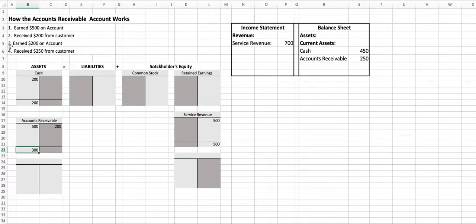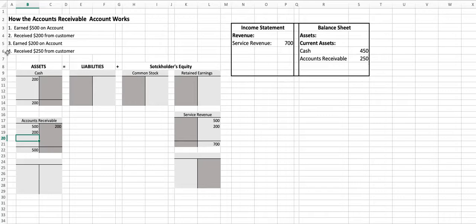Number 3, earned $200 on account. So once again, we earned some revenue. So we would credit the service revenue account and we would debit accounts receivable for $200 because we've earned some more money and our customers owe us more money.